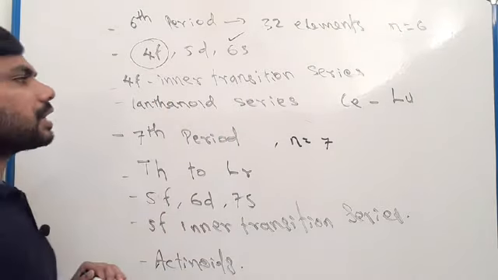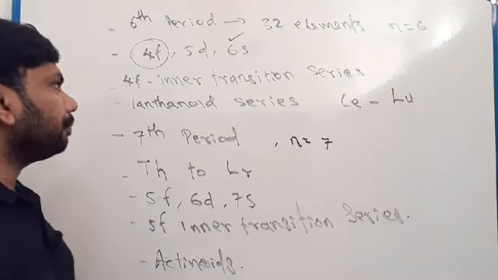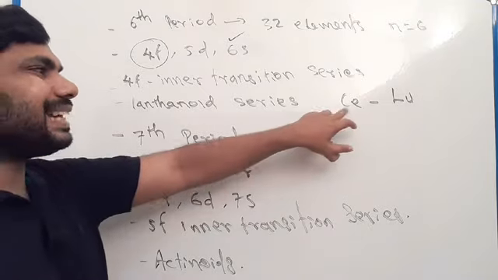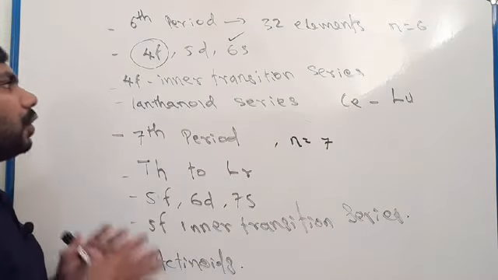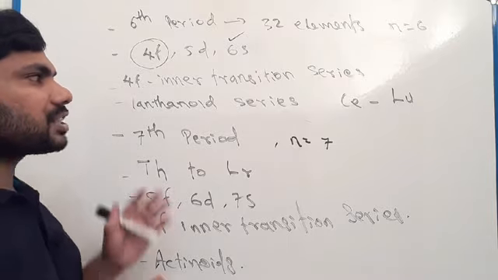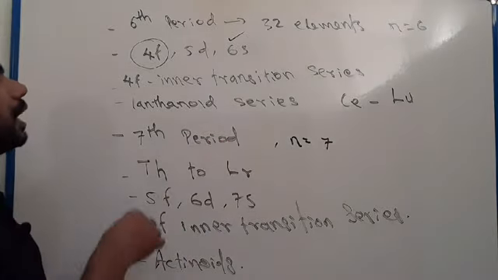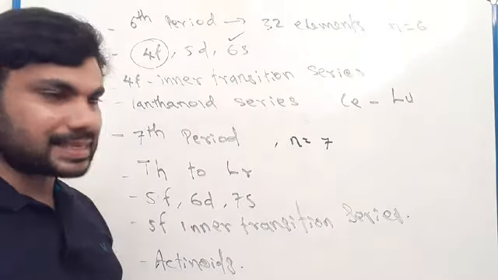Also these elements are called the lanthanoid series. These elements start from cerium to lutetium. So remember all these things. The 4f inner transition series starts from cerium to lutetium, and the outer shell electronic configuration is 4f 5d 6s.